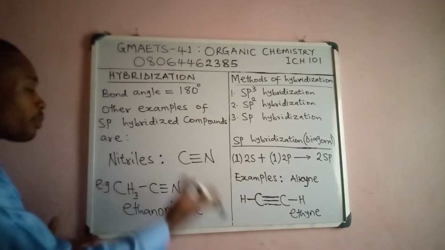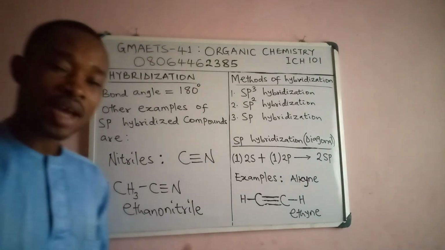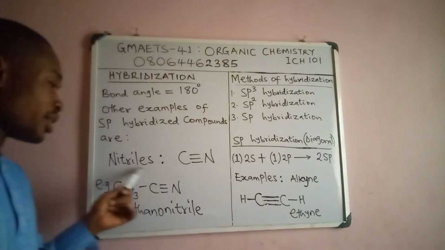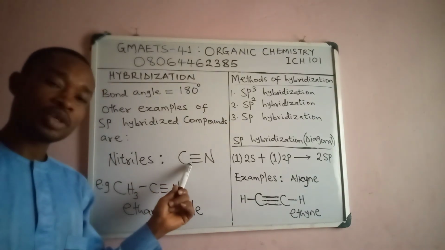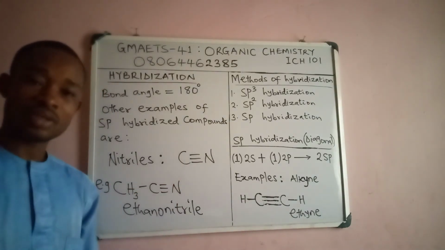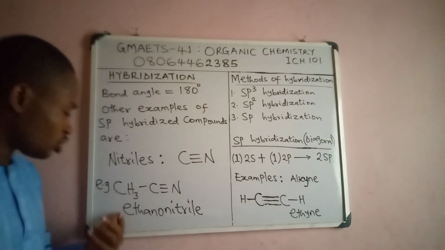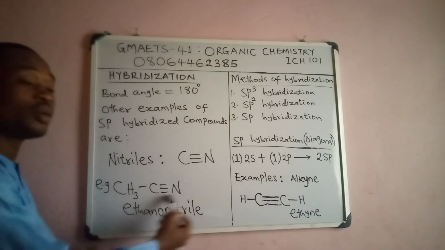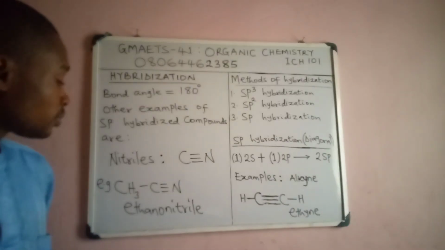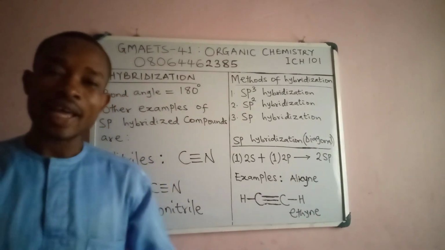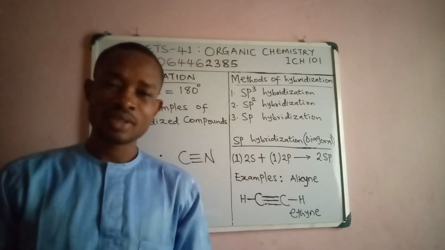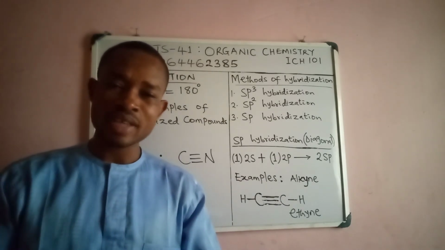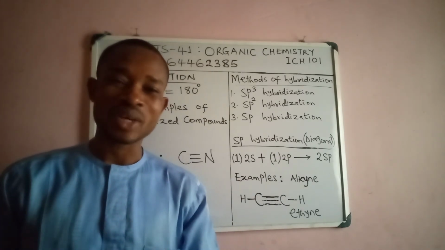We have some other compounds that undergo sp hybridization, the nitriles. There is a functional group, C triply bonded to nitrogen. An example of a nitrile is ethanenitrile, which has this molecular structure. And so that is all about hybridization. We can now see clearly what makes it possible for carbon to catenate.